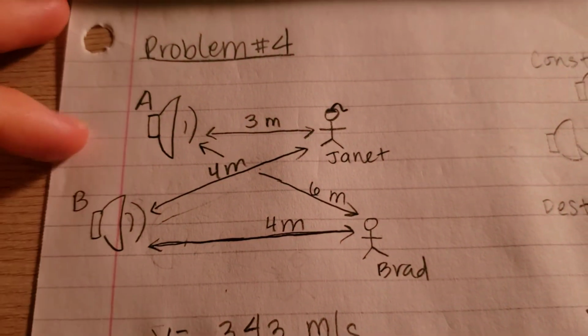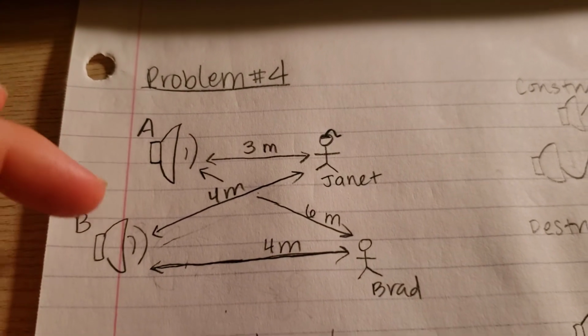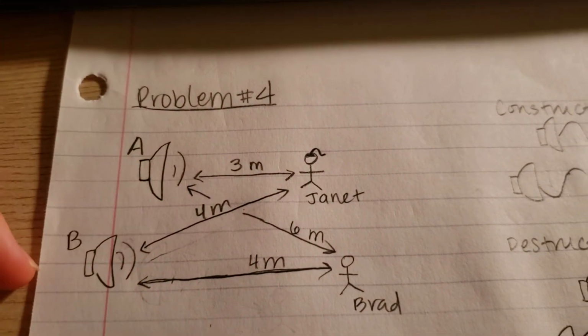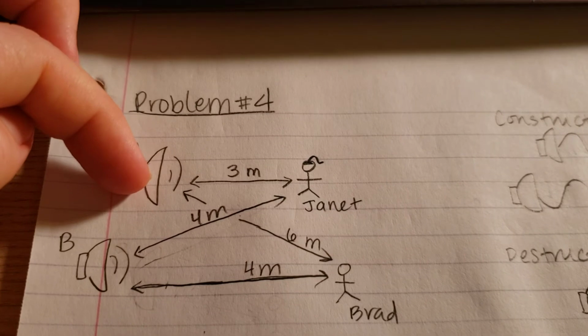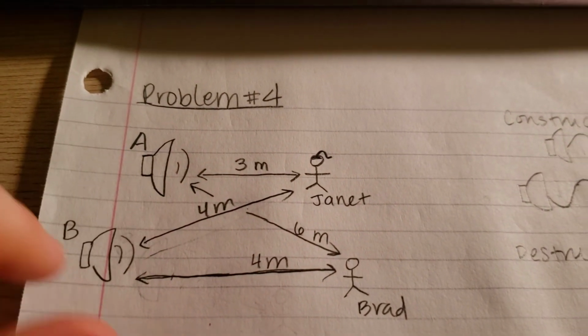Okay, so I drew a little figure here. That might not be the best representation, but we have speaker A and B, Janet 3 meters from A, 4 meters from B, Brad 6 meters from A, 4 meters from B.